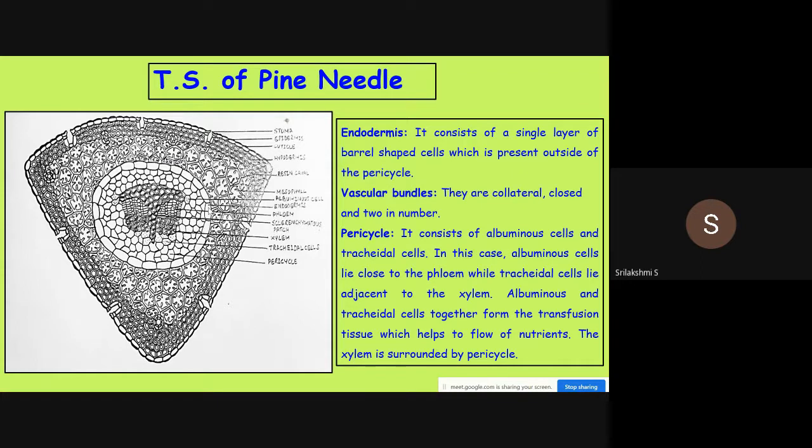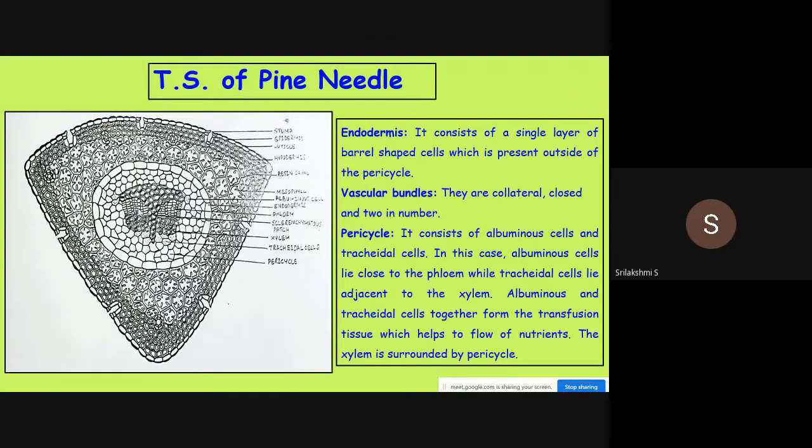And then the vascular bundles, if you just come to the vascular bundle region, they are said to be collateral and closed type of vascular bundles. Now, what are these collateral bundles? That means you can just see both xylem and phloem will be present on the same radius. So, you can see that it is usually surrounded by endodermis and pericycle.